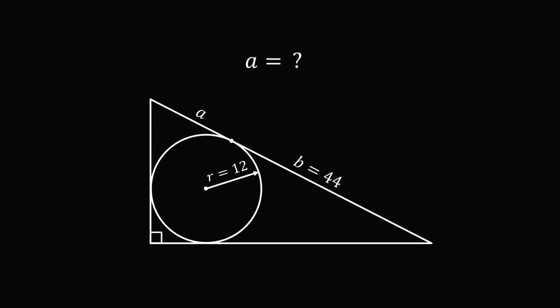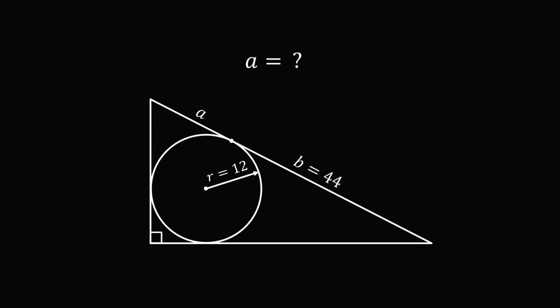We have a right triangle and an inscribed circle. Suppose that the inscribed circle has a radius that's equal to 12. The inscribed circle is tangent to the hypotenuse, and it divides the hypotenuse into two lengths of A and B. B is equal to 44. The question is, what is the length of A equal to?